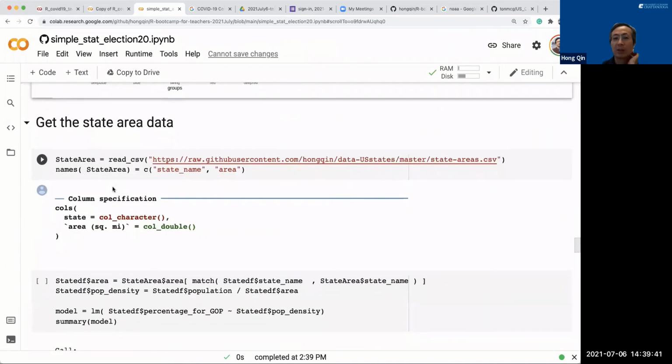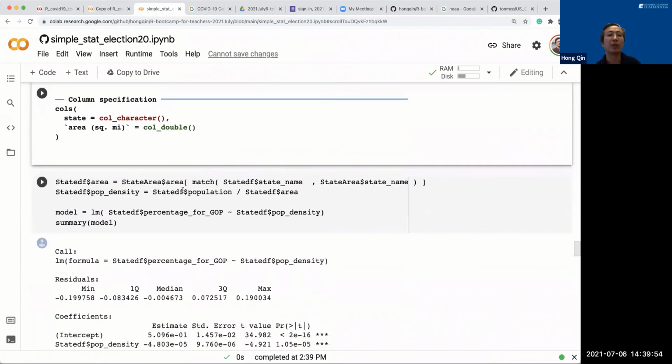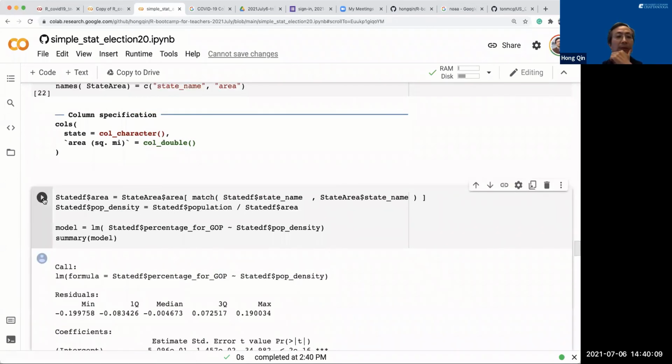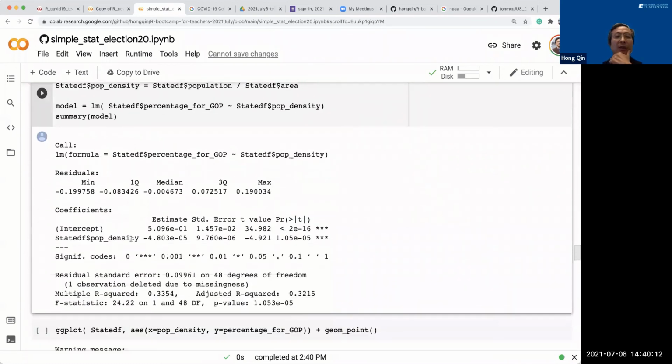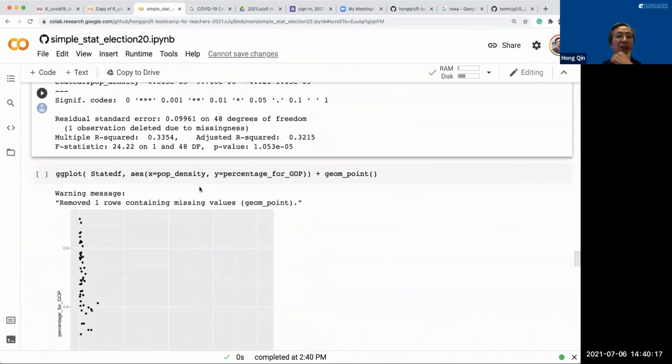But we can also get the area of the state. So this is a part where a student can learn how to merge a different data set. This is basically the geographic area of the state. Once we have that, we can calculate the population density of each state. So here I'm calculating the population density of the state, and then I do a linear correlation. And this turned out to be an extremely good correlation.